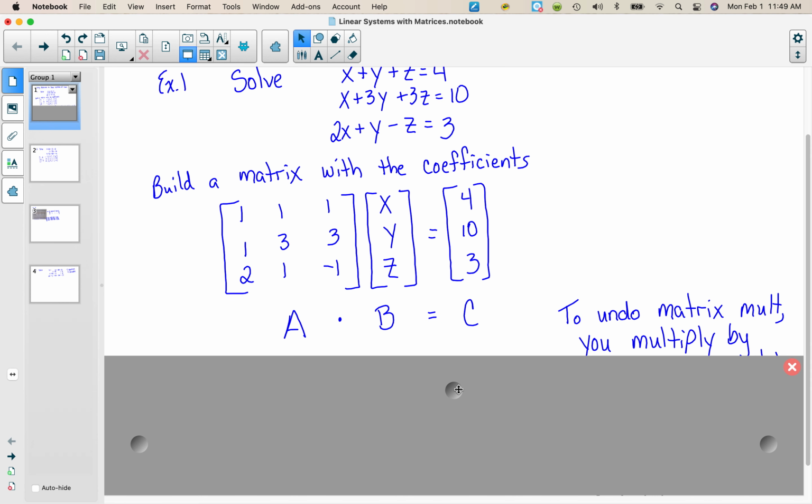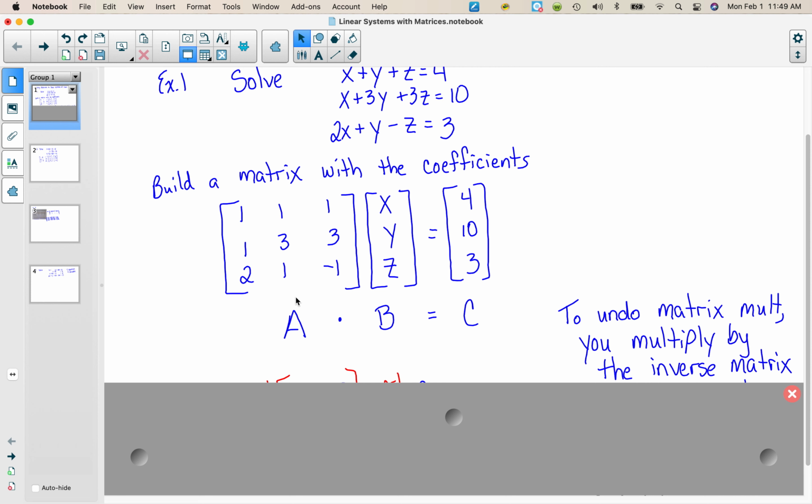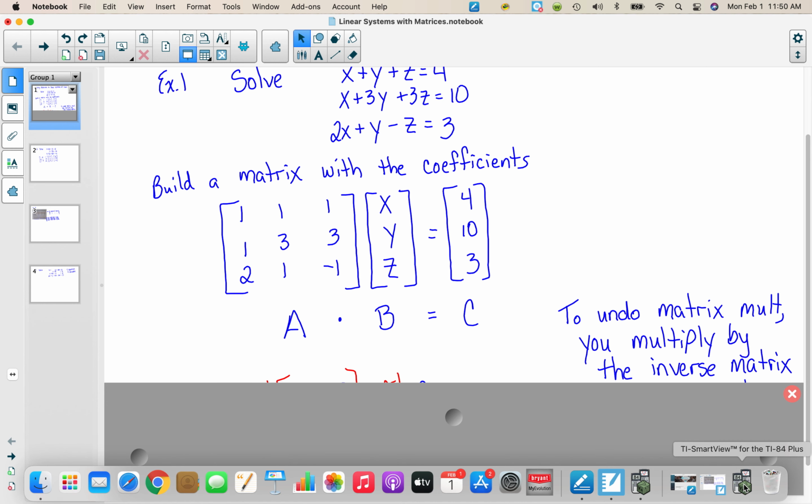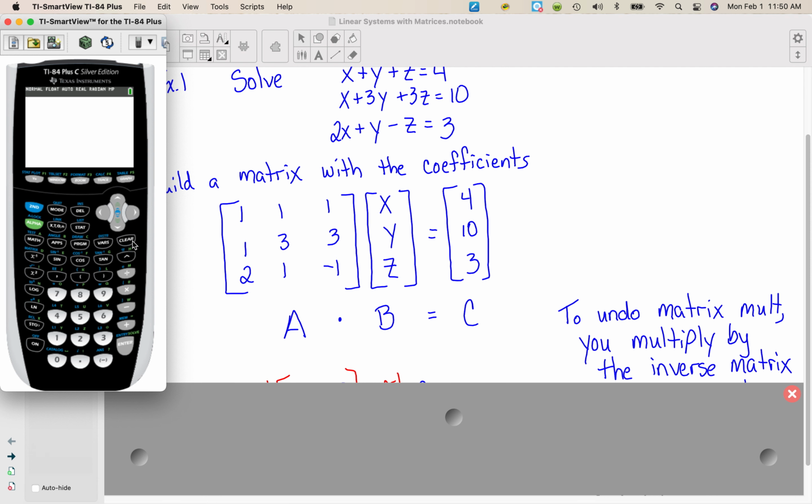We use capital letters typically to name the matrix. So I'm going to call this matrix A, this one matrix B, and this one matrix C. So what we're going to do is enter these into our calculator. If you take your calculator, we're going to enter matrix A. So you're going to press second and then the matrix key. We want to edit, and we want to edit matrix A. I want to make matrix A a 3 by 3 matrix.